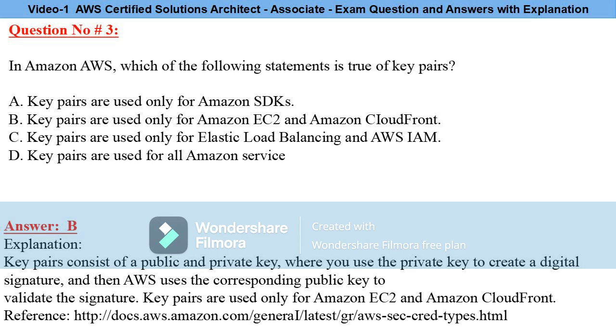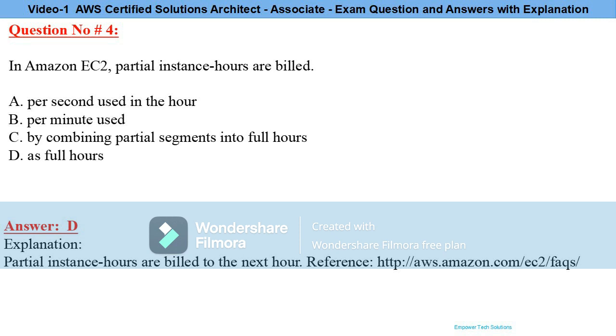Let's move to the third question. In Amazon AWS, which of the following statements is true for key pairs? The answer is B, because key pairs consist of a public and private key, where you use the private key to create a digital signature and then AWS uses the corresponding public key to validate the signature. Key pairs are used for Amazon EC2 and Amazon CloudFront. For reference, you can go to the reference link for more information.